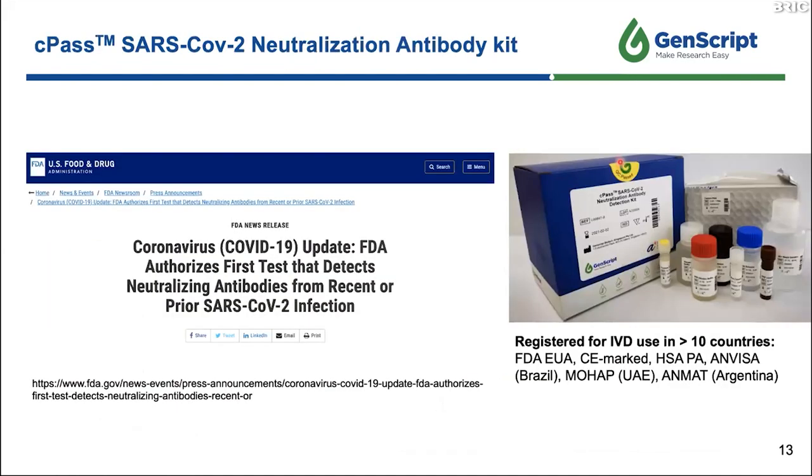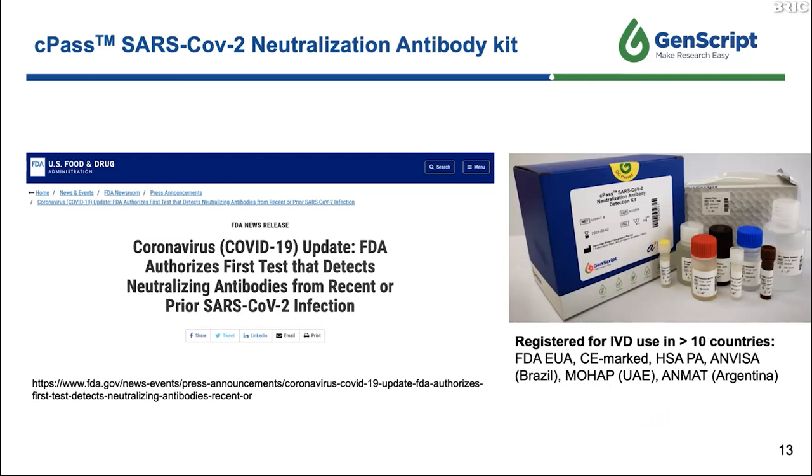Because of the high sensitivity and specificity of detecting neutralizing antibody, the cPass assay is the first test that is authorized by the FDA under the EUA for detection of neutralizing antibodies from recent or prior SARS-CoV-2 infection. And till today, the cPass assay is registered for in vitro diagnostic use in more than 10 countries, including the US, Europe, and also Singapore, Brazil, UAE, and Argentina. We are still undergoing the registration in more countries.